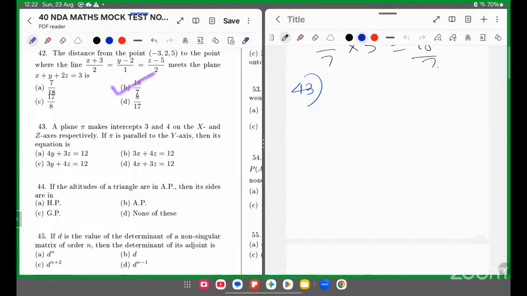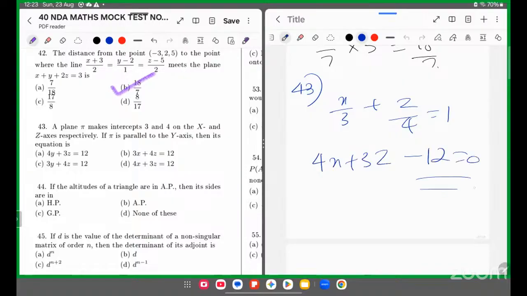Therefore, we can write the equation x by 3 plus, not y by 4, x by 3 plus z by 4 equals 1, because it is not making an intercept on the y axis. So I can say that 4x plus 3z minus 12 equals 0, or we can write 4x plus 3z equals 12. So option D is the correct answer.